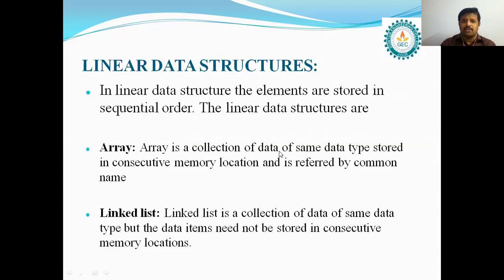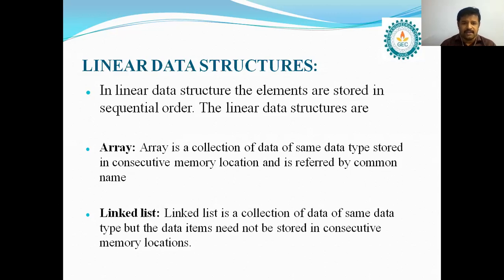An array is a collection of data of the same data type elements which are stored in consecutive memory locations and is referred to by a common name. That is called an array. As we know, an array is a collection of homogeneous, or same data type, elements, and all the elements are stored in memory consecutively, side by side, right? And this memory is referred to by the common name, that is called the array name.